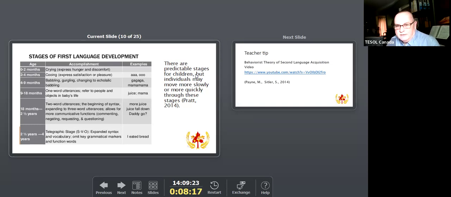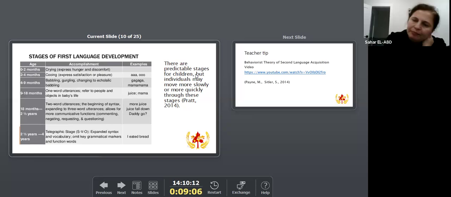At 18 months to 2.5 years, 2-word utterances, the beginning of syntax, expanding to 3-word utterances, allows for more communicative functions: commenting, negating, requesting, and questioning. More juice, juice fall down, daddy go. At 2.5 years, the telegraphic speech has expanded syntax and vocabulary, but omits key grammatical markers and function words. I eated bread. We've all heard young children say things such as that. Yeah. Instead of I ate bread, I eated bread, because they don't have the understanding of the grammar of the different contexts of verbs.